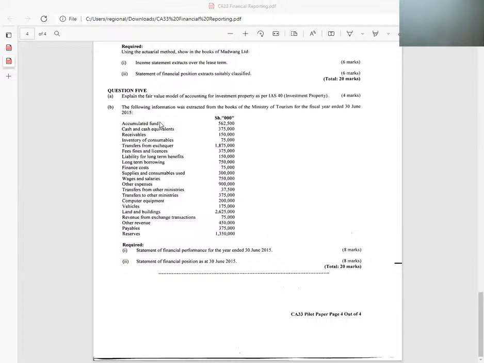Because it's an equity, straight away that goes to the statement of financial position. So you write in brackets, statement of financial position, which is the same as our balance sheet. I'm trying to map out this thing.